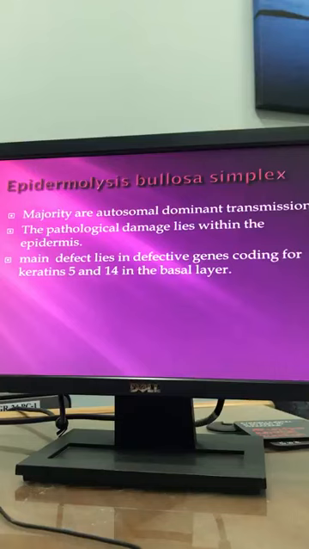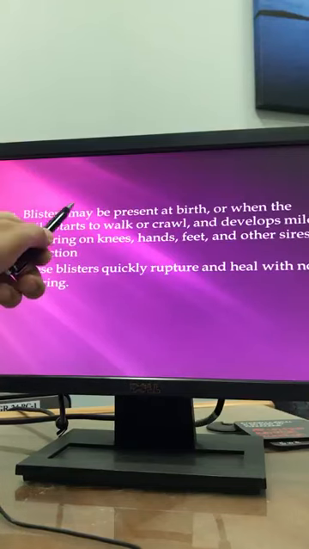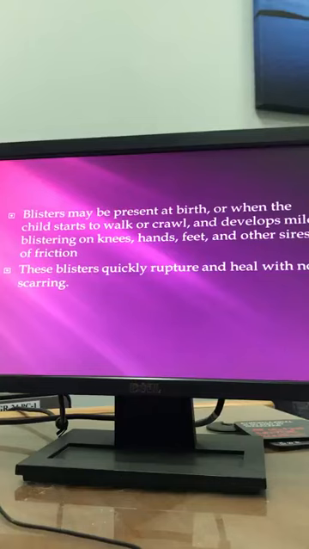Those keratin 5, 14 present in the basal cell layer. So blisters clinically appear at birth or when the child starts to walk or crawl and develops mild blistering on knees, hands, feet, and other sites of friction. So this is a mild disease.